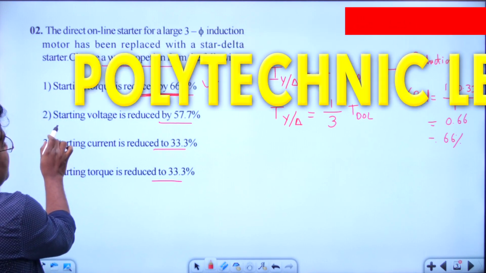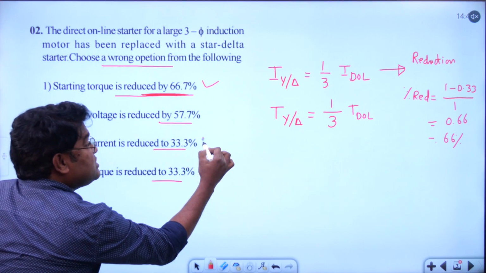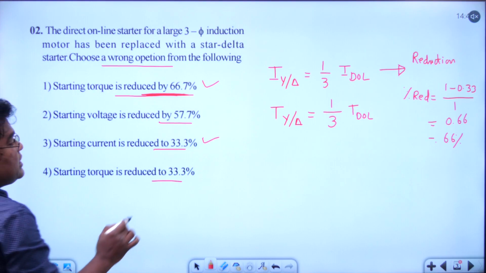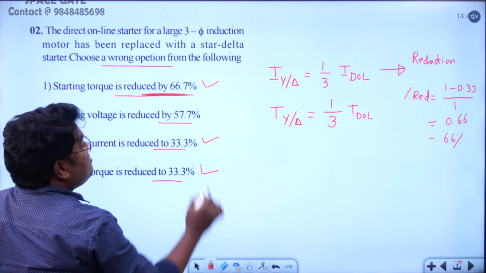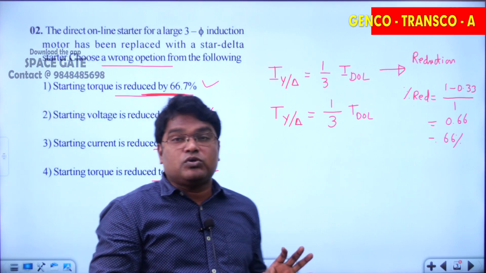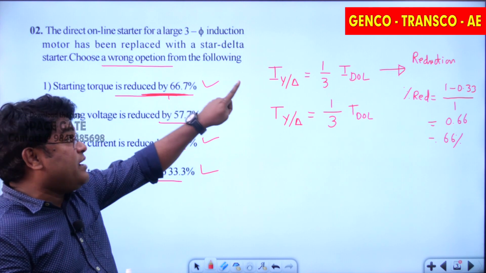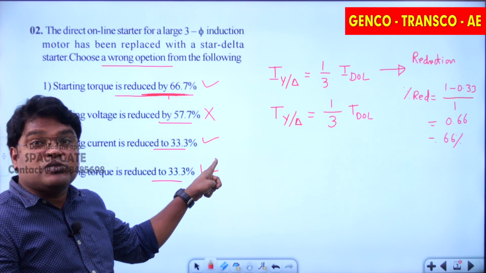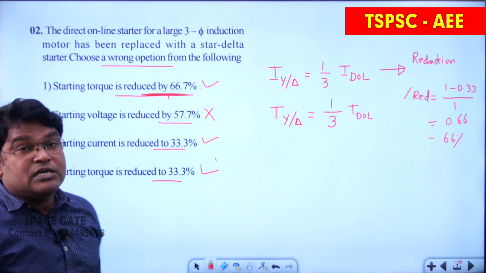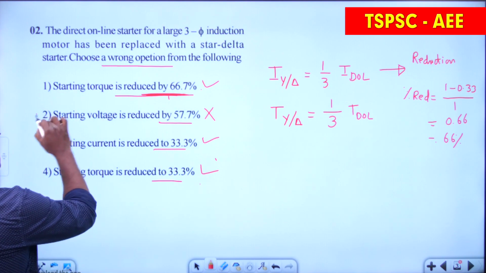Similarly, the starting current is reduced to 33%. This is also a correct statement. And the starting torque is reduced to 33%. Which option is wrong? Option B is the wrong statement for this question. Reduced by 66% is the right one, and reduced to 33% is also a right statement. These three statements are correct, and the second option is the wrong statement. So the answer for this question is option B.